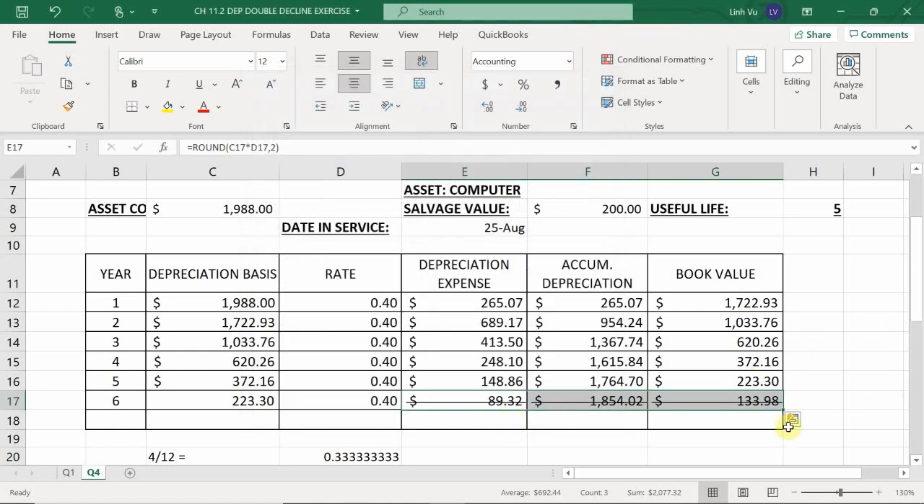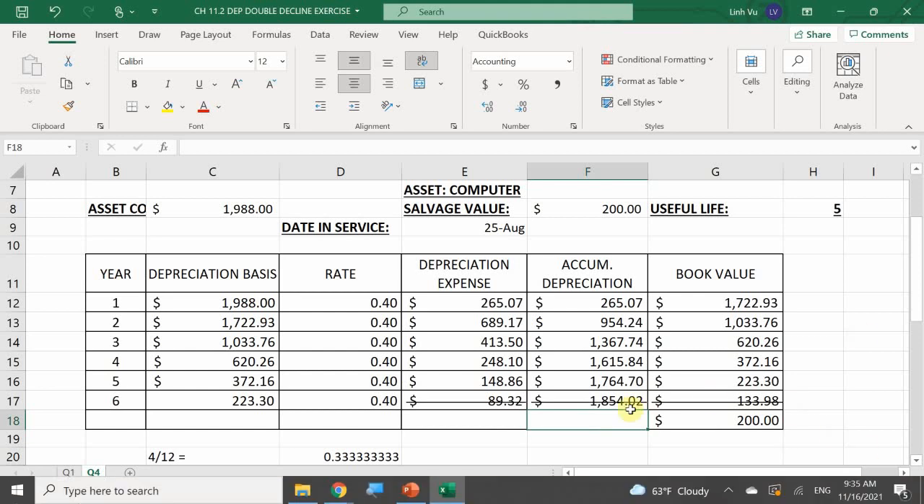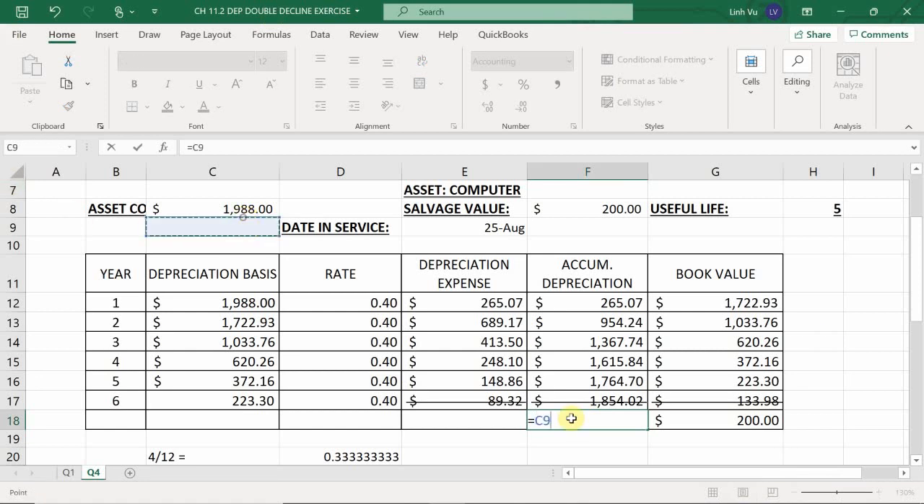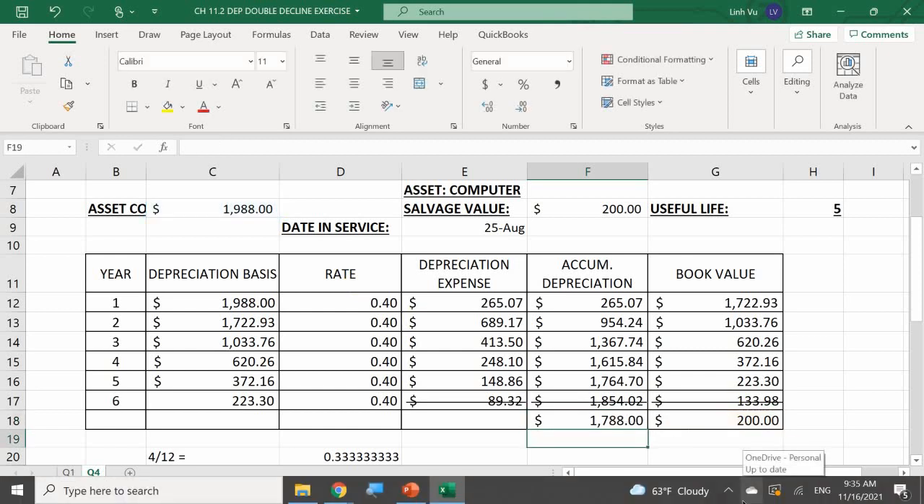So in this case, I know I need to be at 200. And I need to work backwards. My formula to solve for my accumulated depreciation is going to be my asset cost minus salvage value, or in this case, my asset cost minus book value. So it's going to be my asset cost of 1988, subtracting out my book value of 200, which gives me 1788 even.